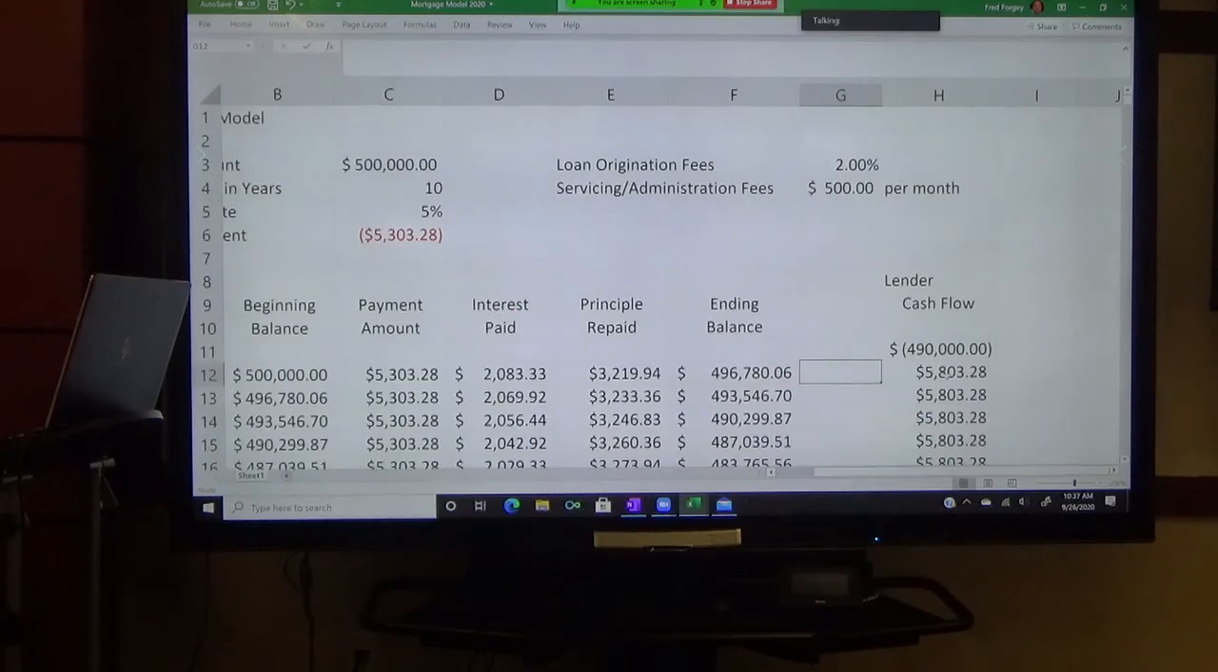Let's see. So the other things, let's take a look at prepayment penalties. Okay, let's say that's 5%.